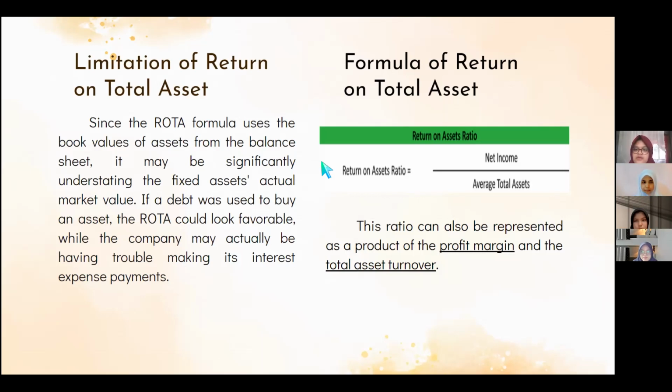The formula of return on total assets is net income divided by average total assets. This ratio can also be represented as a product of the profit margin and the total asset turnover.